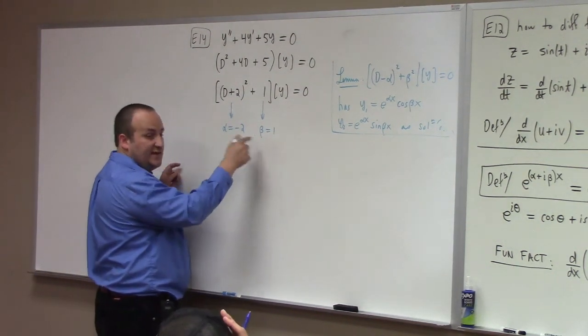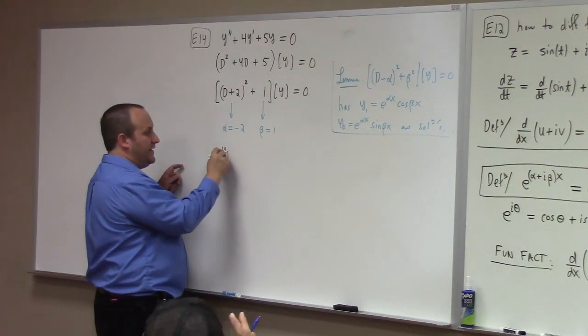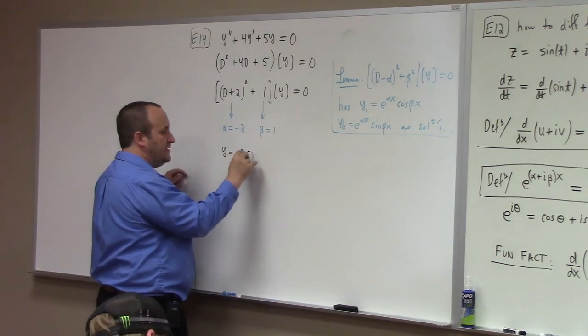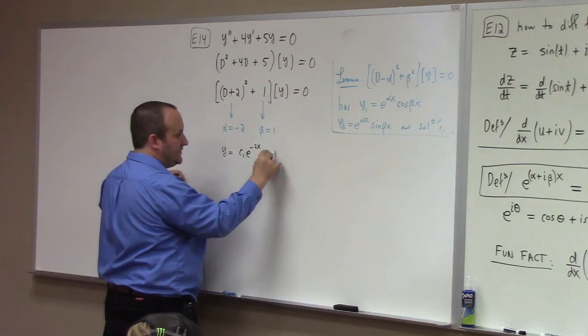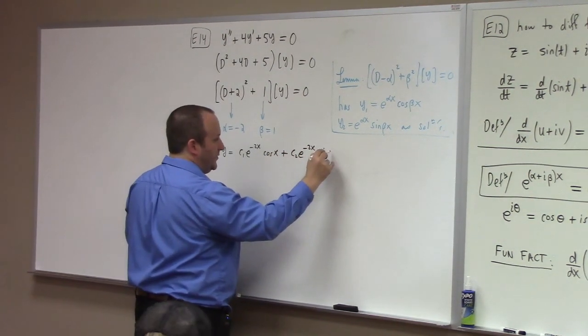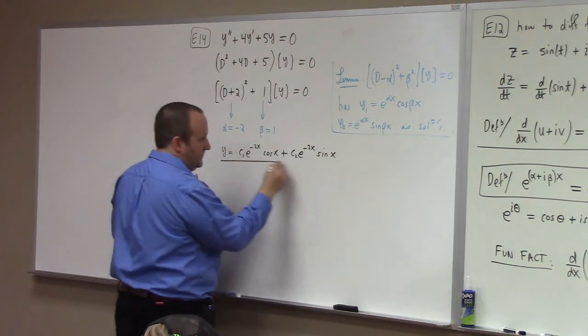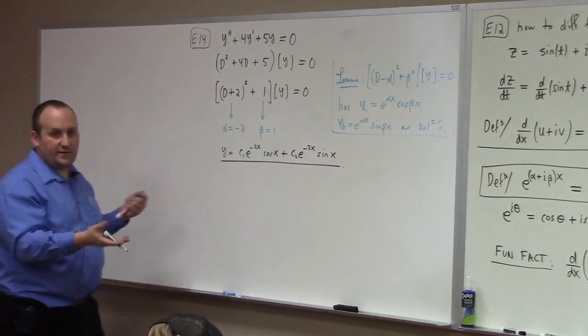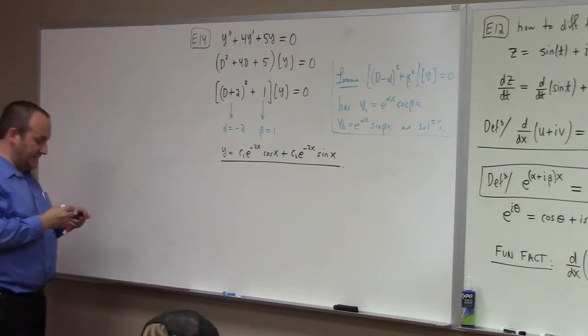So once I see this, I can write down the general solution, y equals c1 e to the minus 2x cosine x plus c2 e to the minus 2x sine x. Great. Game over. That's it. All right. Now, what am I doing there? What's the internal logic of that? Let me explain that now.